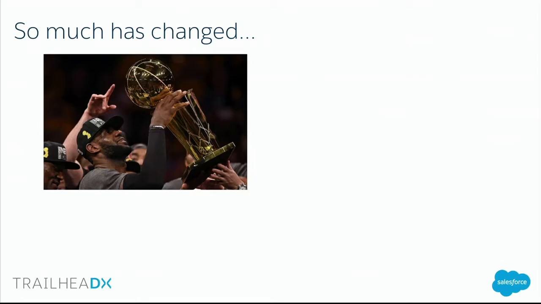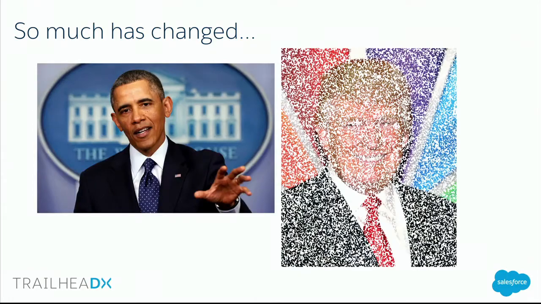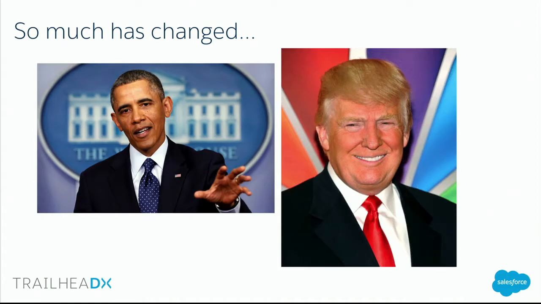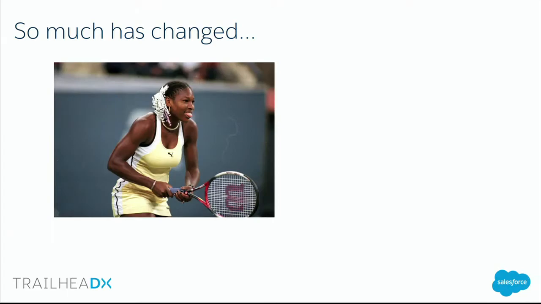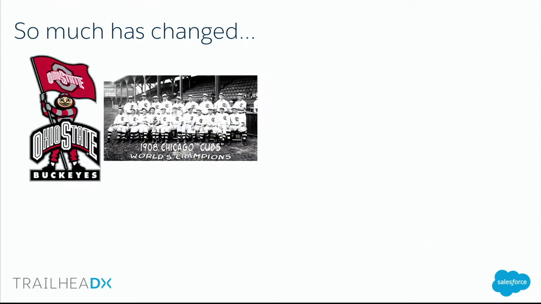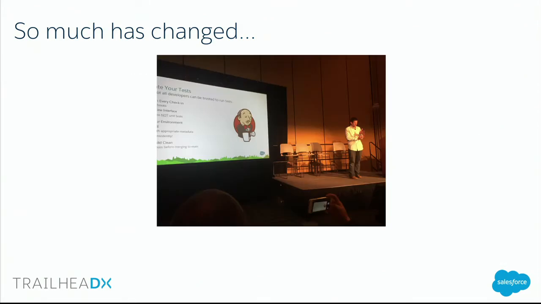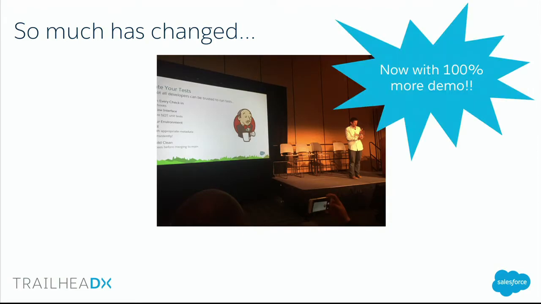Back then, the Cavaliers had just beat the Warriors to be NBA champions. Not anymore. We've gone from having our first black president to having our first orange president. Very inclusive here. Serena Williams, remarkably, had never won a major tennis tournament while pregnant. In fact, even more remarkably, she actually did that. My kids had never been to Disney World. A lot of things have changed. And Ohio State had won something more recently than the Chicago Cubs. So, go Cubs. The world has changed, and my presentation now has 100% more demo.